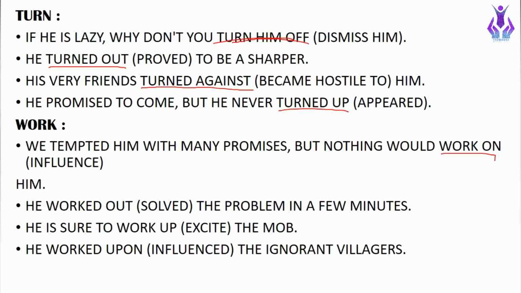He worked out the problem in a few minutes. So work out means solved. He is sure to work up the mob. Work up means excite. He worked upon the ignorant villagers. So worked upon means influenced.